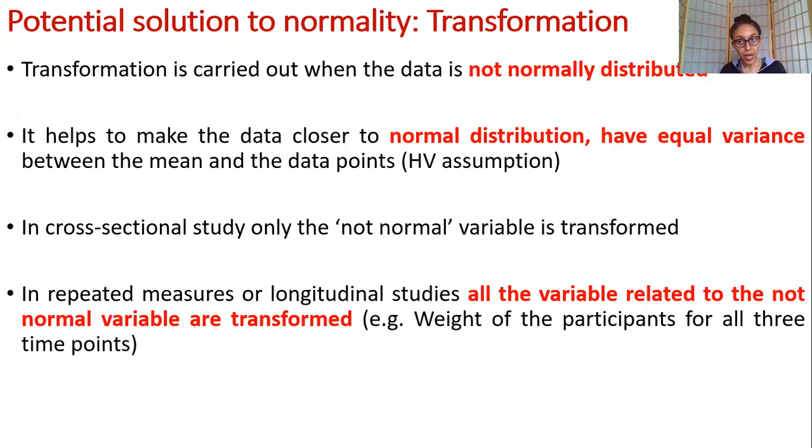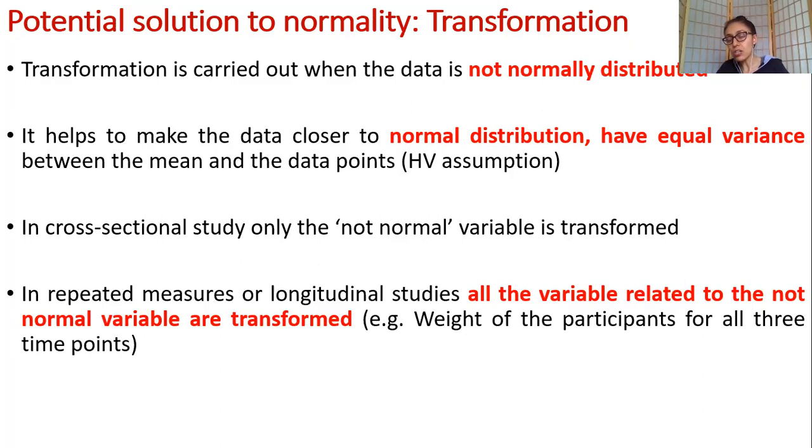Regression is essentially a parametric test. So if your data is not normally distributed, you have to make it a normal distribution or as close as possible to a normal distribution. Okay, how do you do that? You do transformations. You do transformations when your data is not normally distributed, and transformation helps to get your data closer to normal distribution. It helps to make it more normally distributed.